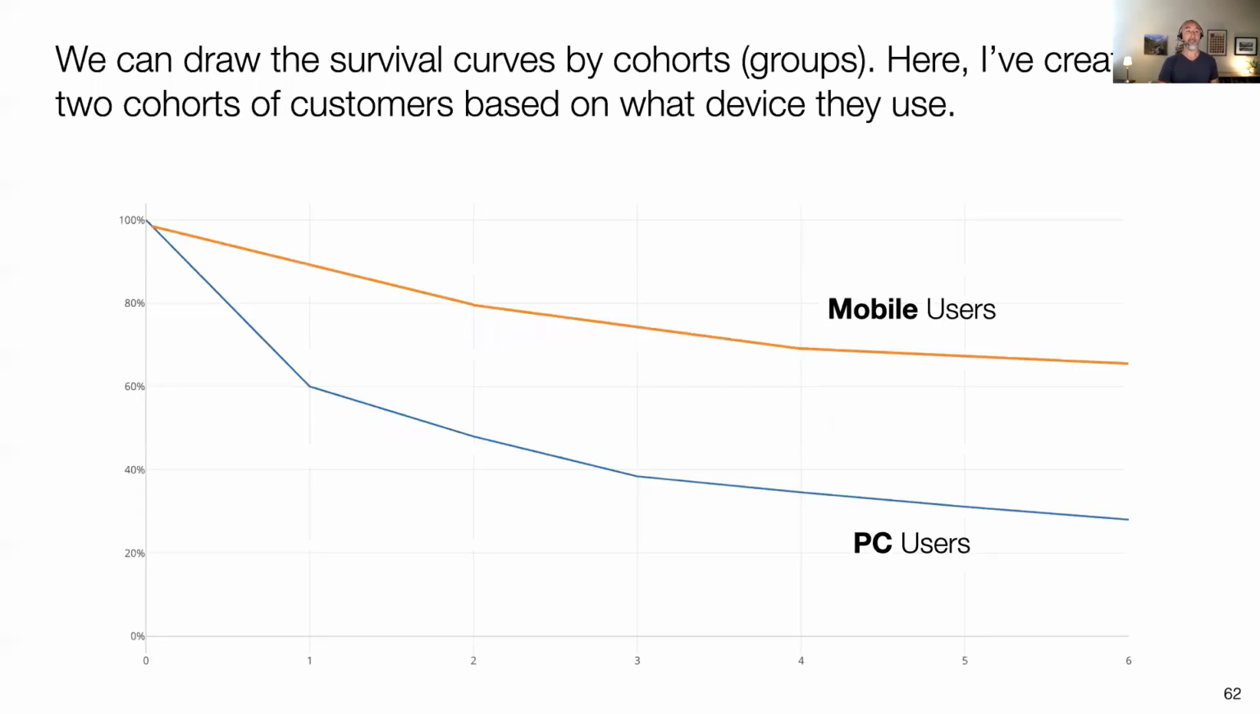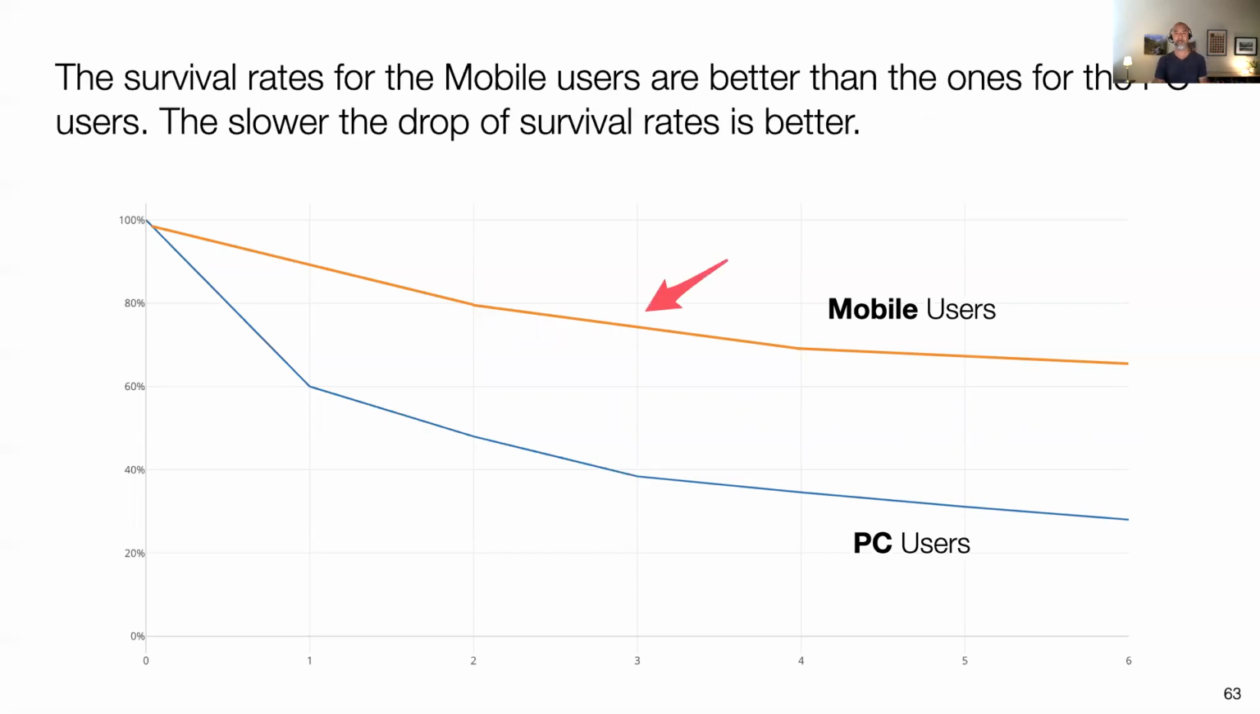for each cohort. So let's say we have mobile users and PC users, or customers who use mobile to access your service, and customers who use the PC to access your service. Then we can draw the survival curve for each, and then we can compare. In this case, for example, it's kind of obvious. The mobile users' survival curve is very moderate compared to PC users. That means the mobile users' survival rate is better, and therefore retention rates are better.